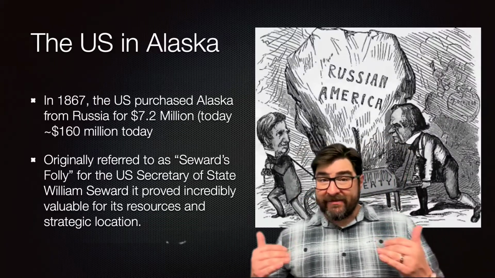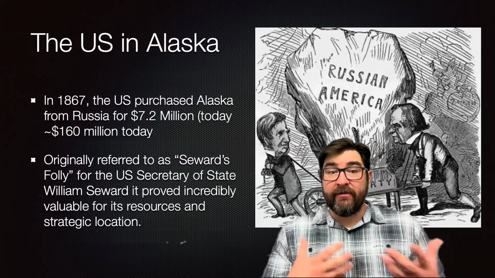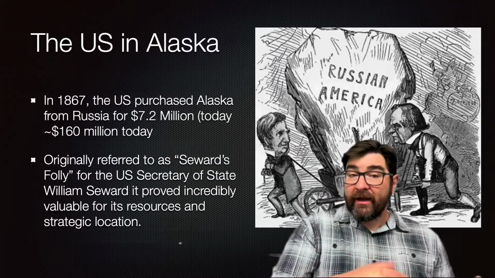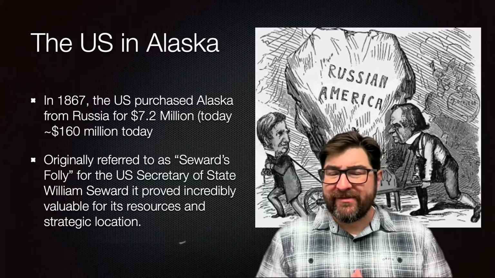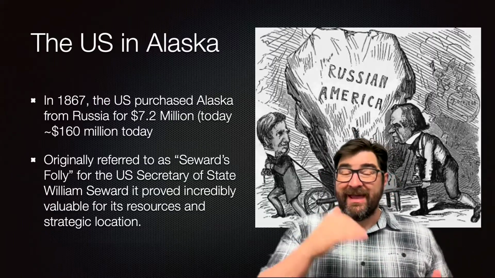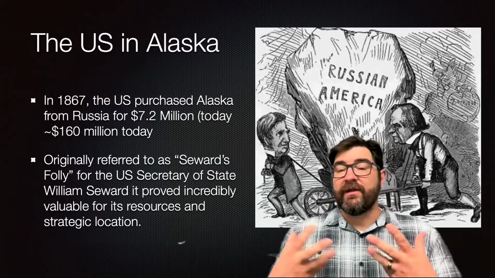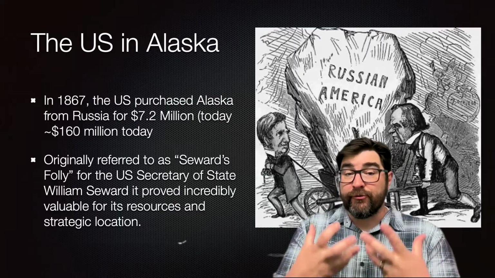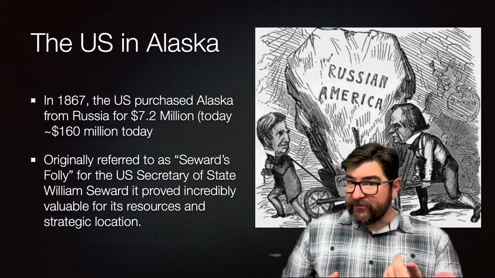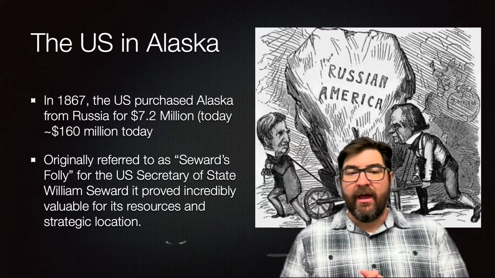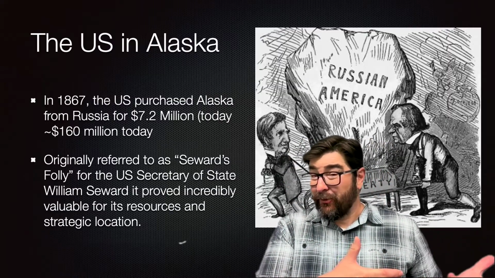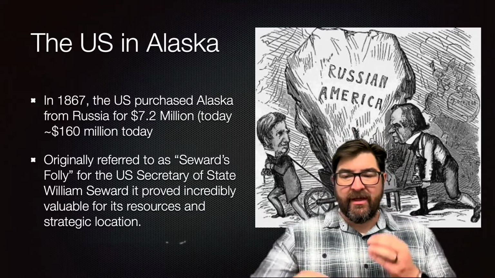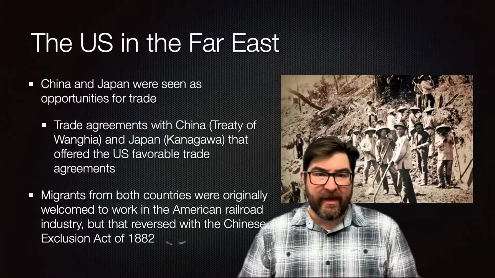The United States in Alaska had acquired that territory from Russia, a purchase in 1867, where the United States bought Alaska from Russia for about $7 million, a relatively small amount. Even at that small amount, it was originally known as Seward's Folly. Our Secretary of State was William Seward, but it would prove to be incredibly valuable for the resources and strategic location of that territory. For example, that $7.2 million in today's dollars is approaching only $160 million, a bargain compared to the resources that came from it.